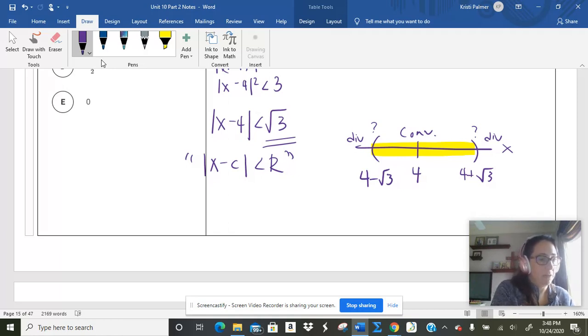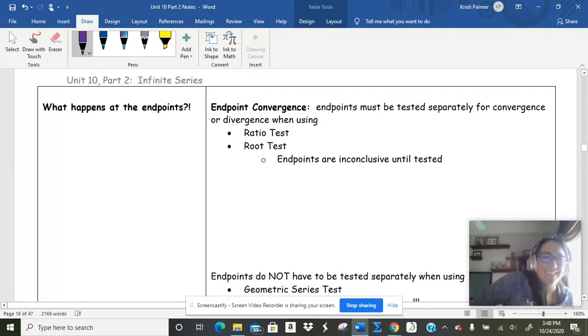So what's the next step? What do you think the next step is? Find out what the endpoints do. Okay. So what happens at the endpoints?